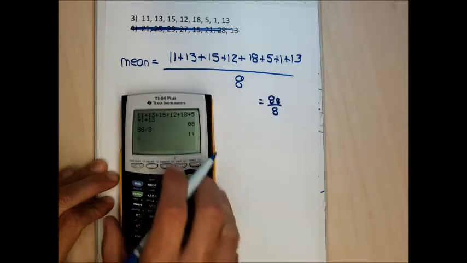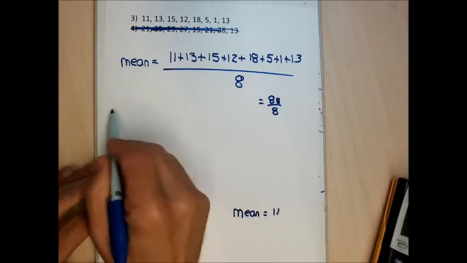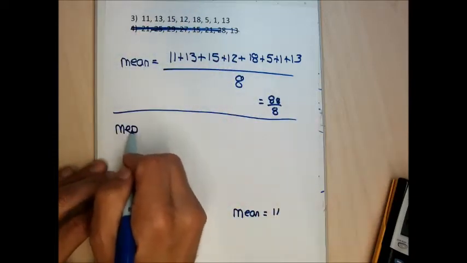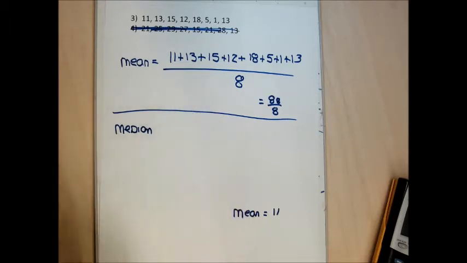And that's going to give me 11. So part of my answer is the mean's going to be 11. Since the data is not organized from smallest to largest, I'm going to find the median by organizing the data, taking it one piece at a time.